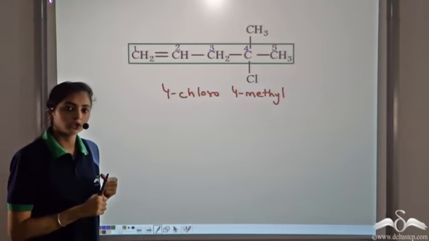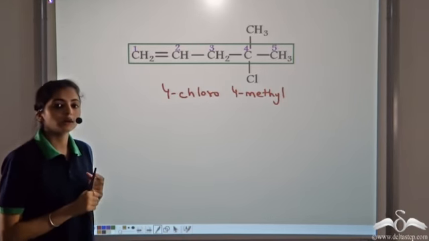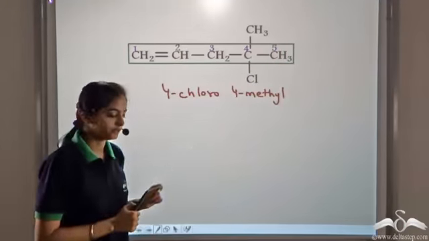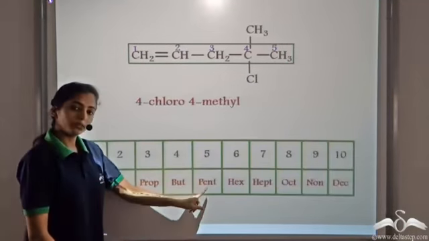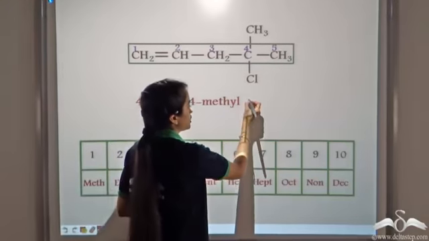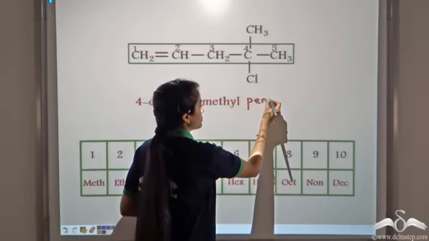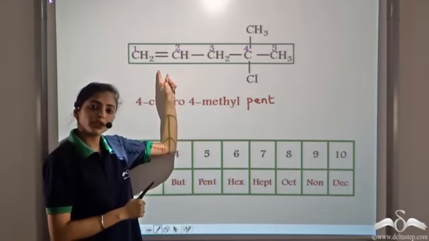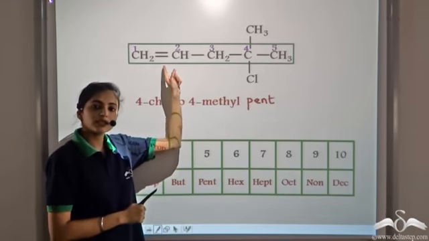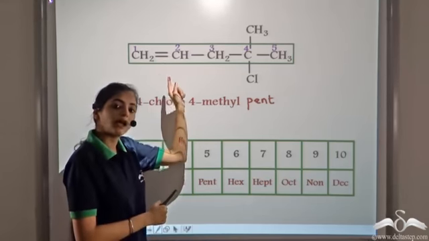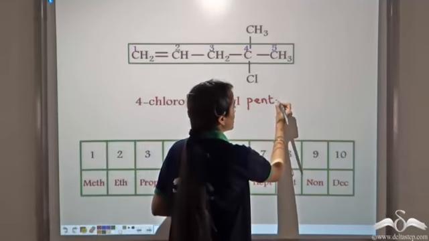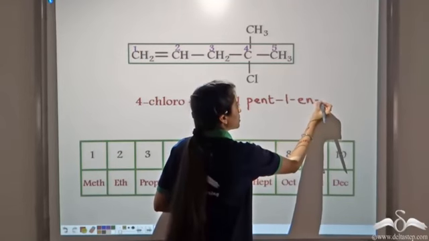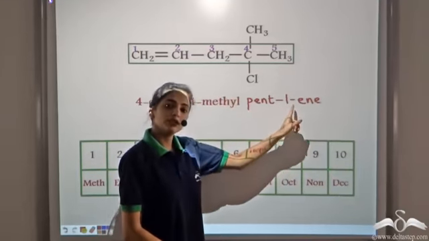Now we have to find the word root. The word root depends on the number of carbon atoms in the longest carbon chain. In this case, we have 5. 5 means pent. So we get the word root pent. Now to find the suffix, we see the functional group present in the organic compound. In this case, we see a double bond. That means it is an alkene. So we give the suffix -ene. Since it is present at position number 1, so we write pent-1-ene.